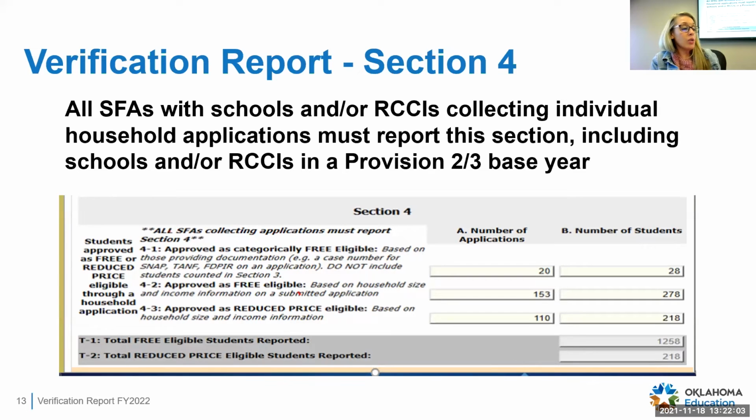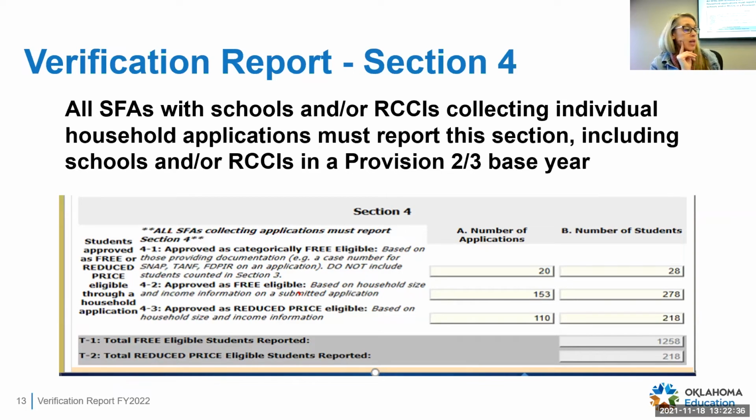including schools and/or RCCIs in a provision 2-3 base year. We have nobody that's in a base year this year for provision 2 or 3 because we're not doing the school lunch program. But again, we're talking about the child nutrition applications, we're not talking about economically disadvantaged. So when you did your verification, it was based on child nutrition free and reduced applications. So just to make sure, we usually never have to harp on that, but this year's been just way different than other years.